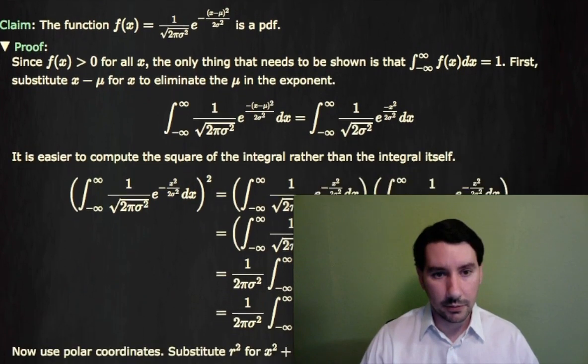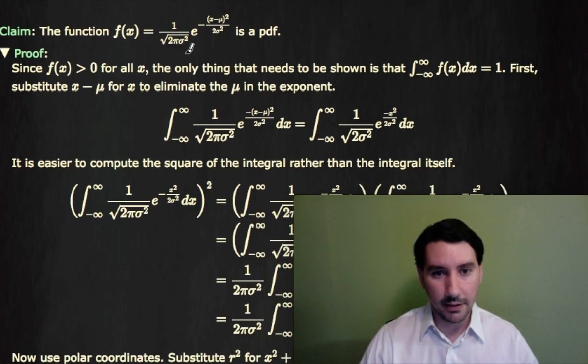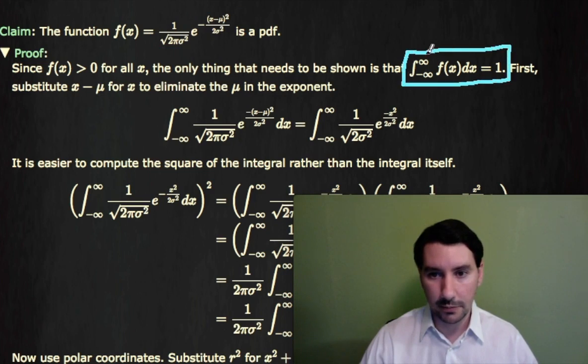The first thing we want to do is verify that this thing is in fact a PDF. So it's clear that f of x is bigger than 0 for all x, since 1 over square root 2 pi sigma squared is positive, and e to the minus x minus mu squared over 2 sigma squared is e to some power, and e to a power is always positive. So we need to show only that the integral from negative infinity to infinity of f of x dx equals 1.